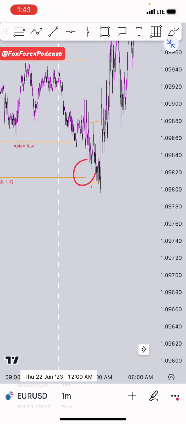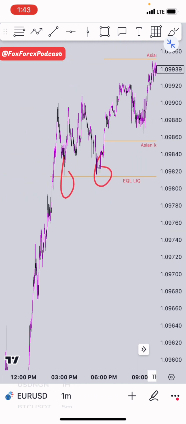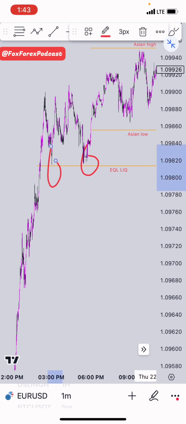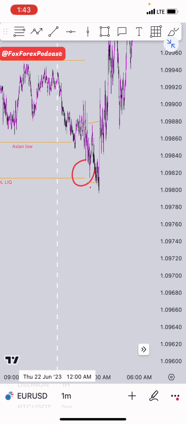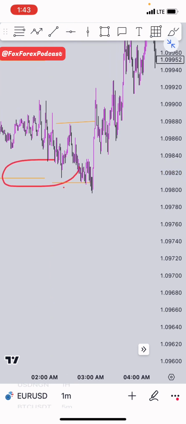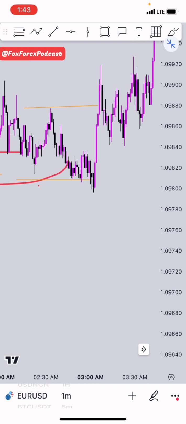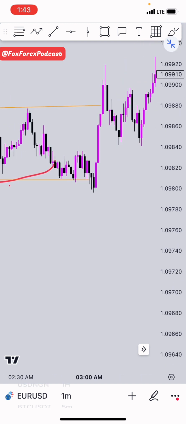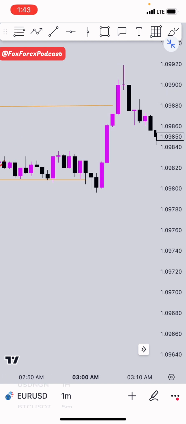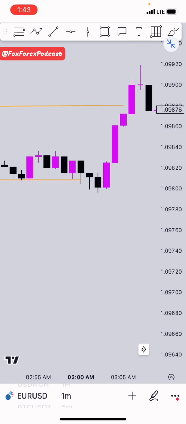So price did what? Took out the liquidity, the 1 touch, 2 touch, the 1 touch, the 2 touch, and gave them a third reaction here, but still came down to smoke them out and take out their stop loss. Now we saw that and we were like, okay, let's wait for our confirmations. So what did we see? Let me zoom it in so that you guys can see clearly.